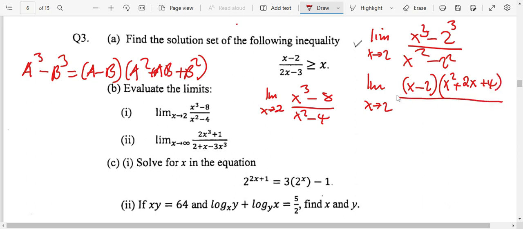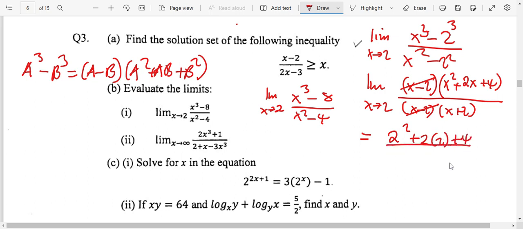Then divide that by the difference of two squares. We know that it is x minus 2, x plus 2. So this and this cancel. And then we're going to go on directly and substitute. Where there is x, we put 2. That will be 2 squared plus 2 multiplied by 2 plus 4, and then divided by 2 plus 2. Basically, what we have on top is 4 plus 4 plus 4, which is 12, divided by 4, and that gives us 3. Any question?